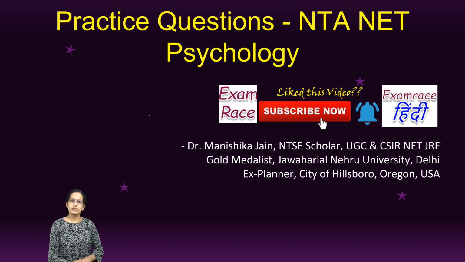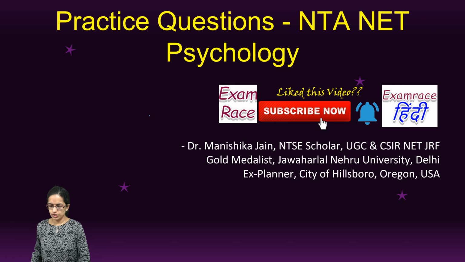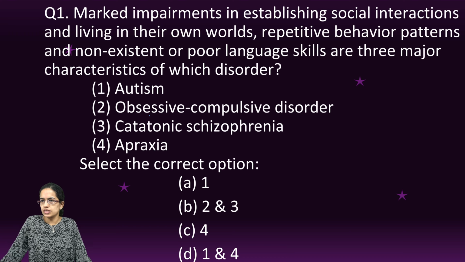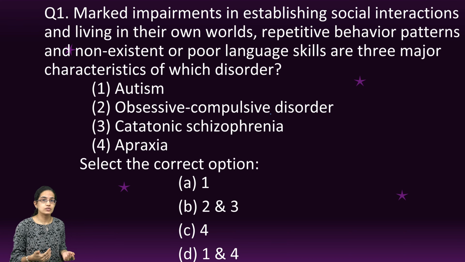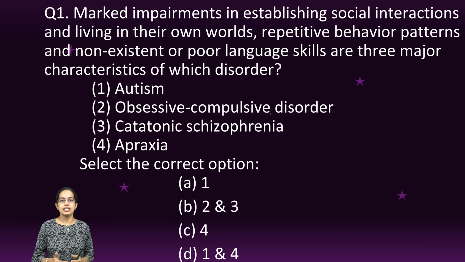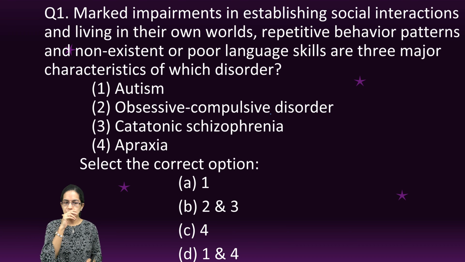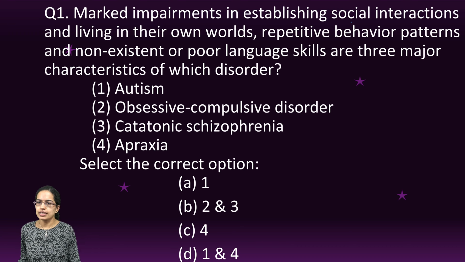Let's talk about some of the questions from the NET examination for psychology. Now you have the first question. This talks about some of the characteristics of the disease. So based on this, we need to understand that there are questions where you have symptoms that are asked, and based on the symptoms you have to find out which disease it is. For example, here you are focusing on establishing problems, establishing social relations, repetitive behavior and poor language skills.